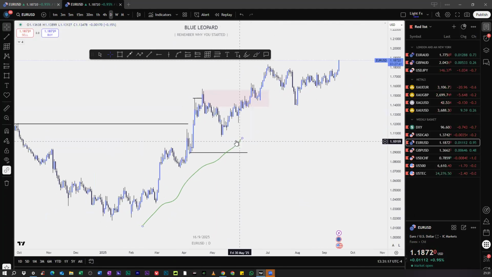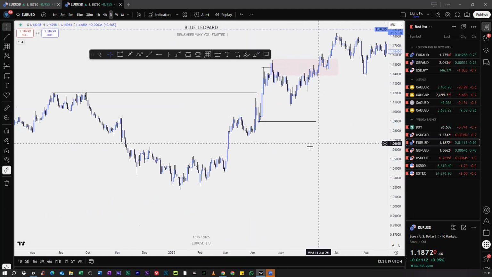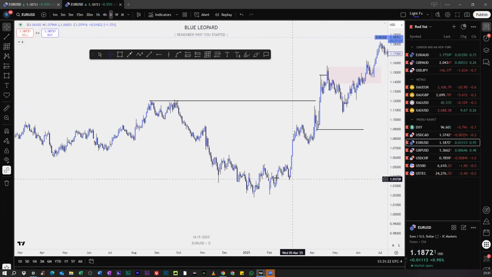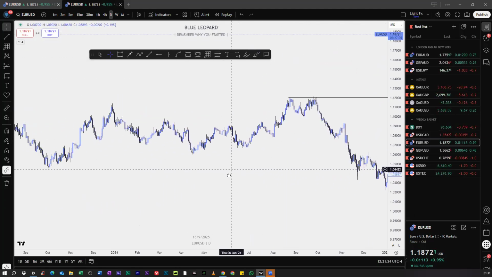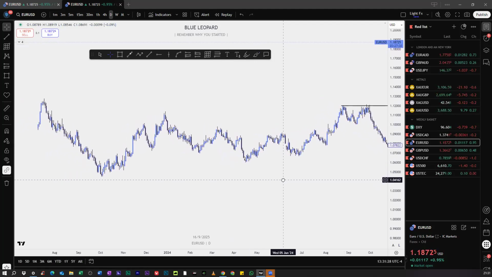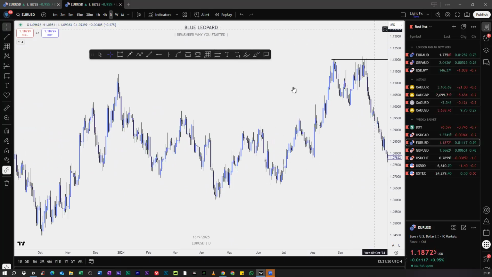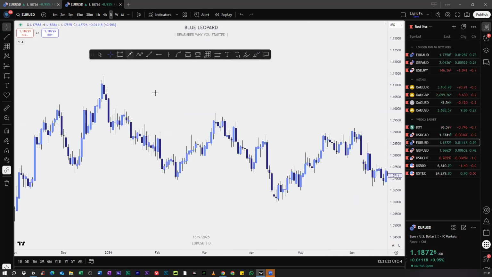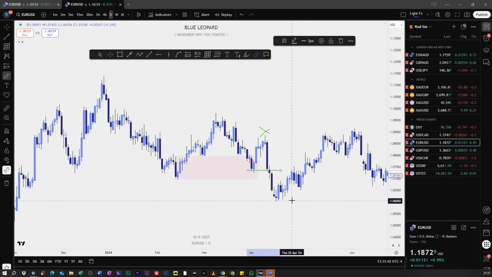You see, if you have one, look, let me show you another one here. Yeah, even here, you can see it. You see this one? After touching here, where did it go? Nowhere. Price came back and took it out. If you have a sweep and a break of structure, when price comes back, it will go in the direction.